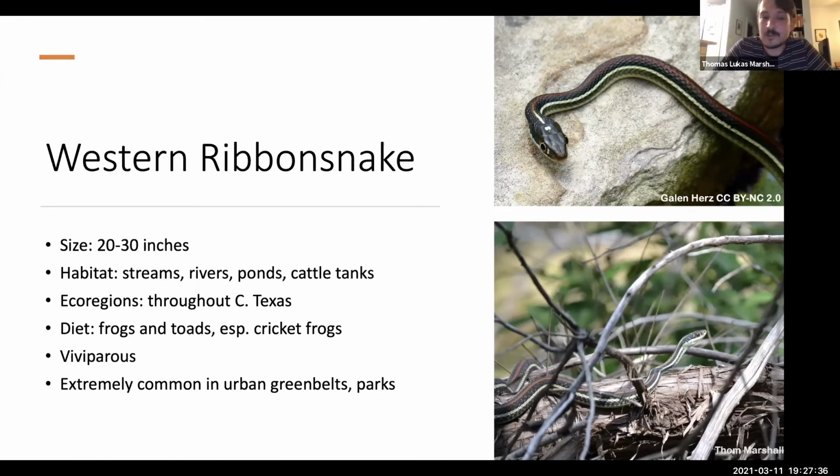They live alongside streams, rivers, ponds, and cattle tanks all throughout Central Texas. They love to eat toads and frogs, and they especially like cricket frogs, which are a common small frog that we have here in Central Texas. They're viviparous like all of the snakes in this group.